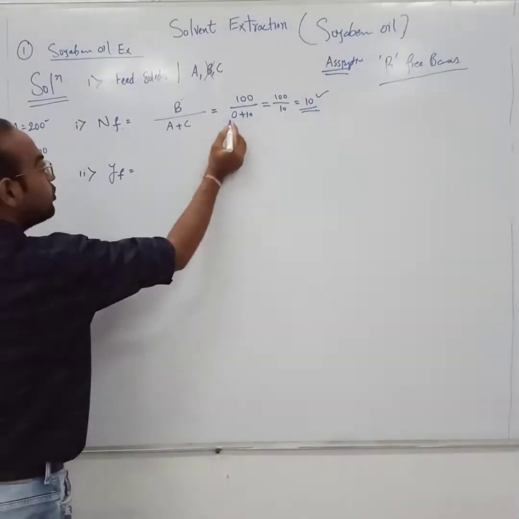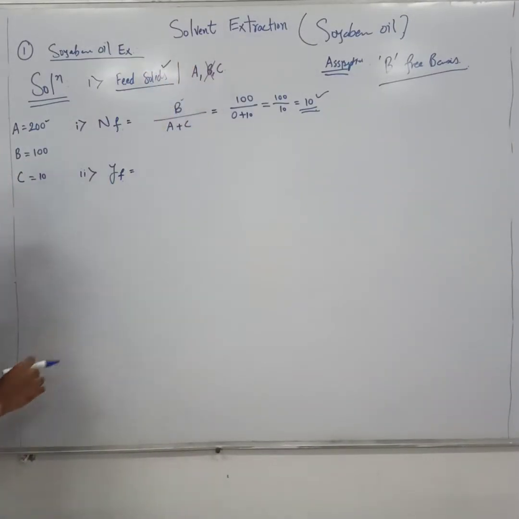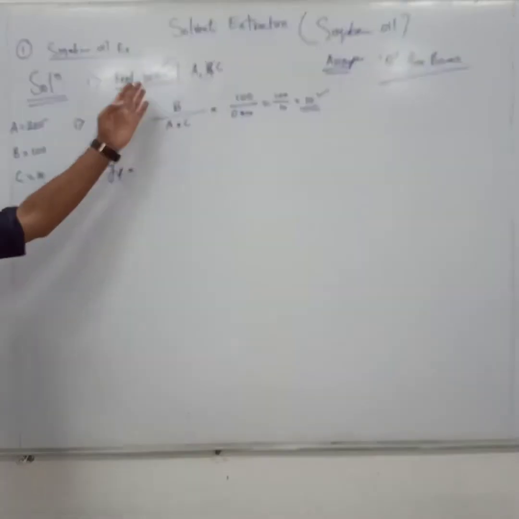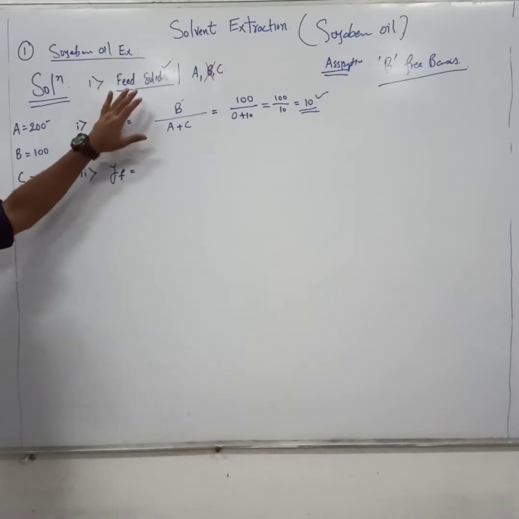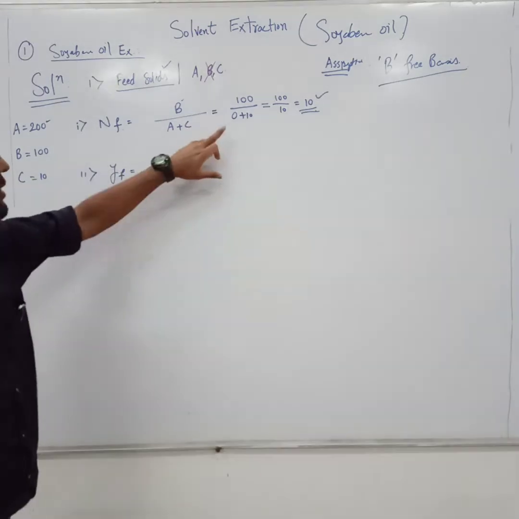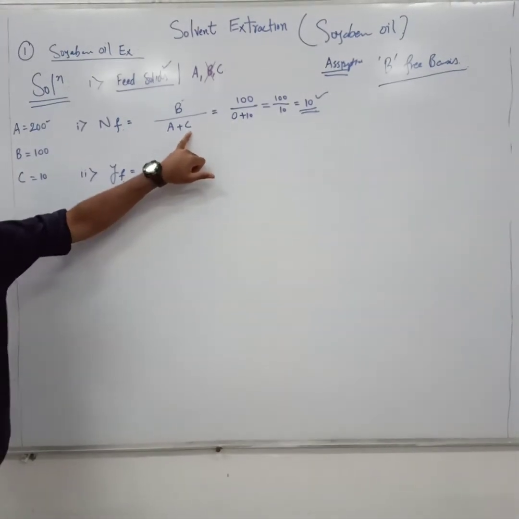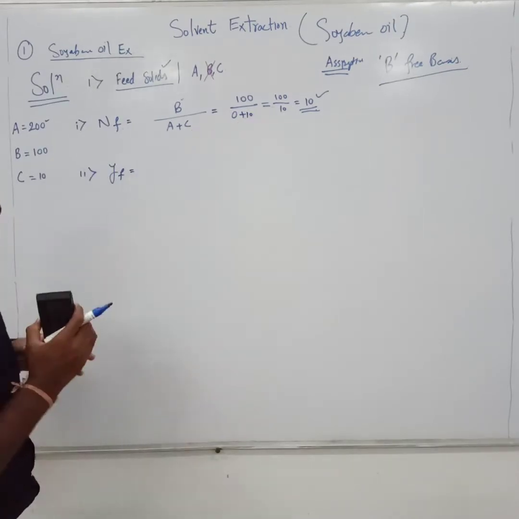Why we used 0? Because we are calculating only feed solids. Means we are not considering the solvent, contact of solvent with your solids. We are just calculating the values only for your feed solids. There is no word for solvent, so that's why your solvent is completely 0. But the seed contains 10 gram of oil, that's why we put the value of oil C as 10 and calculate NF as 10.